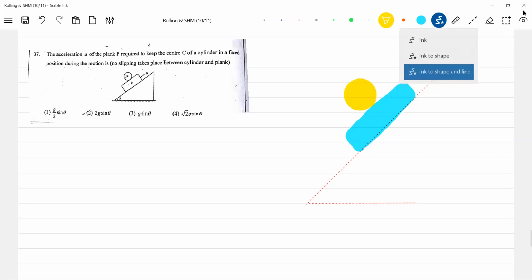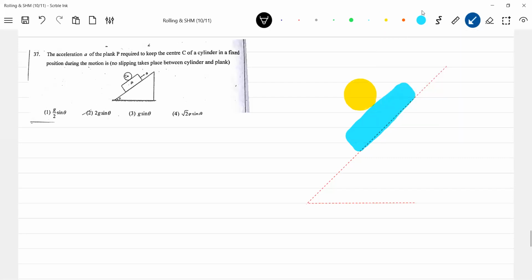Okay, let me proceed now. Let me indicate all the forces that are going to act first. mg, and the acceleration of the plank is required to keep the center C of the cylinder fixed during motion. No slipping takes place between the cylinder and the plank.